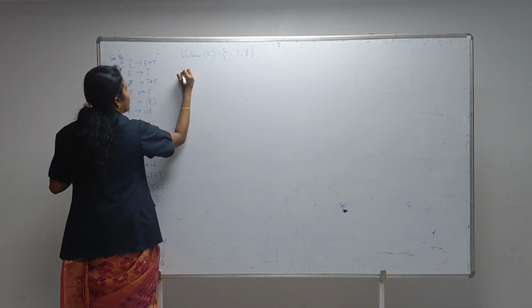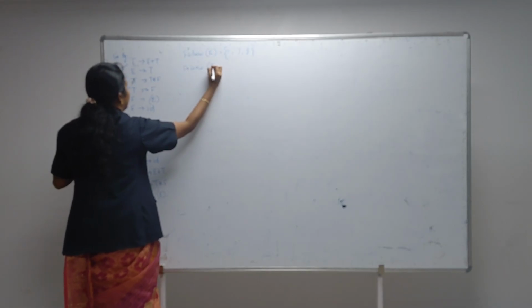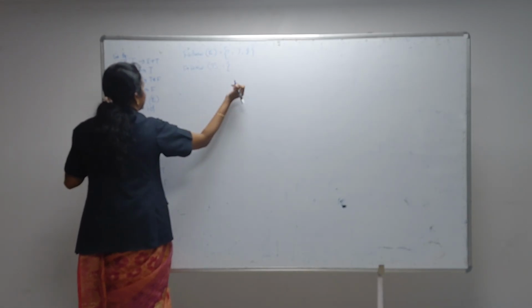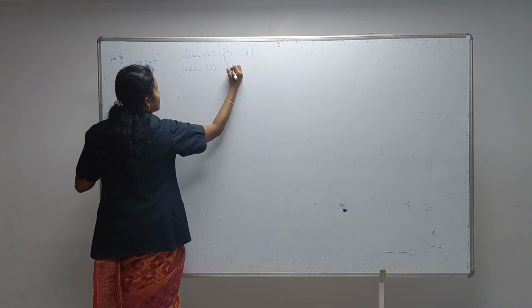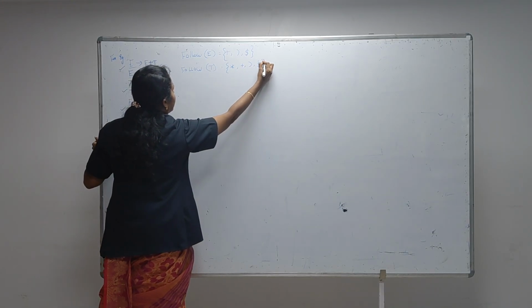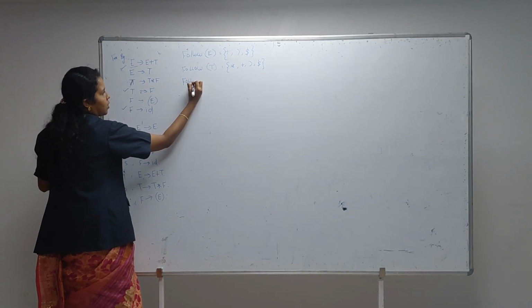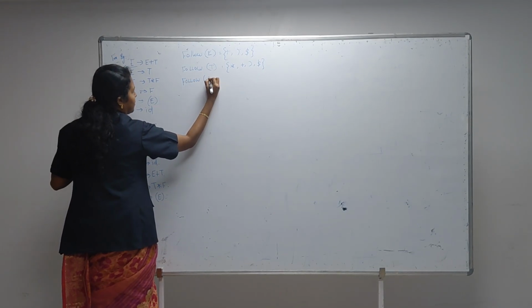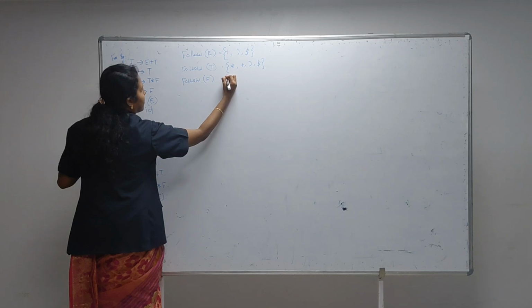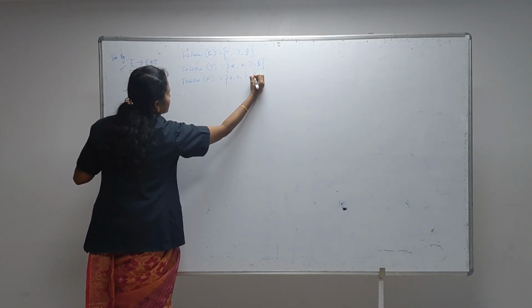The next is follow of T. Here we'll be having star, plus, close parenthesis, dollar. Then the last one is follow of F. Here also we'll be having the same answer: star, plus, close parenthesis, dollar.